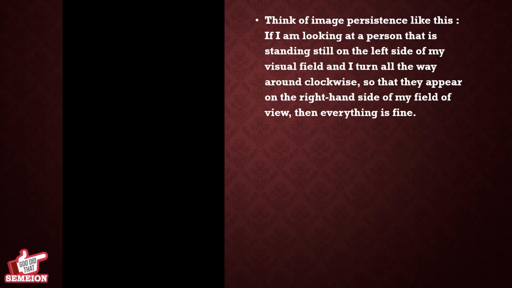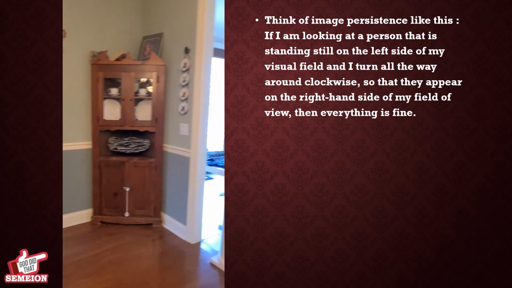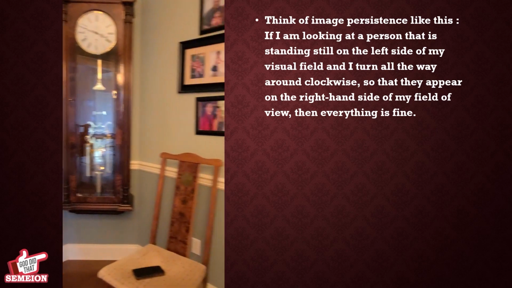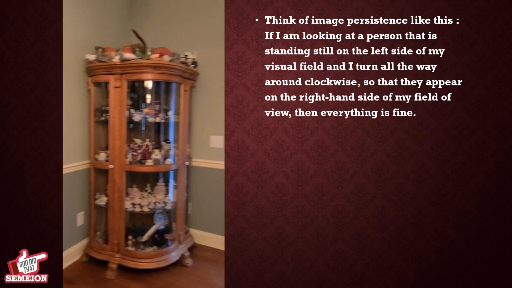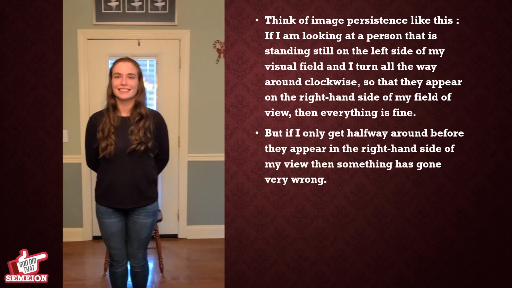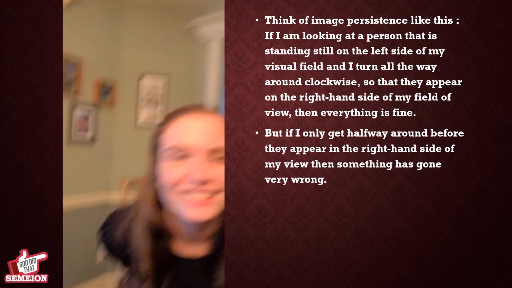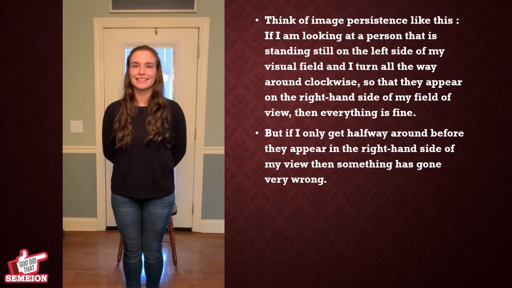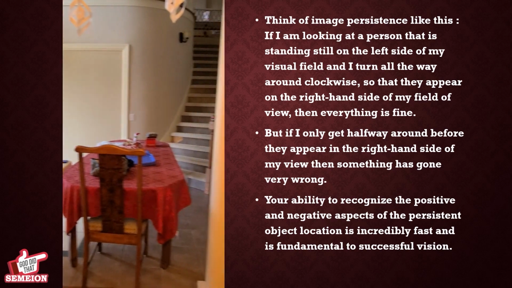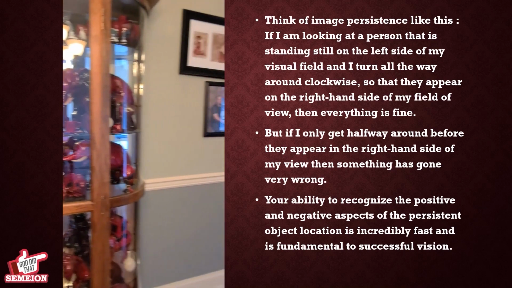Think of image persistence like this. If I'm looking at a person that is standing still on the left side of my visual field and I turn all the way around clockwise so that they appear on the right-hand side of my field of view, then everything is fine. But if I only get halfway around before they appear on the right-hand side of my view, then something has gone very wrong. Your ability to recognize the positive and negative aspects of the persistent object location is incredibly fast and is fundamental to successful vision.